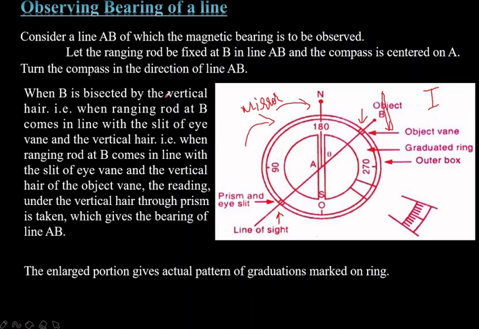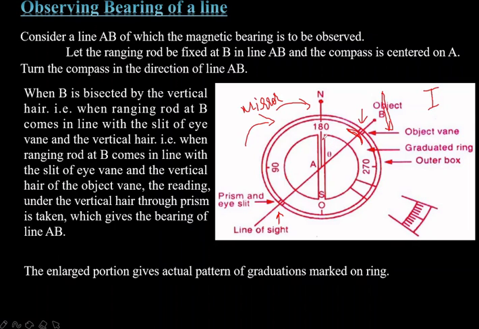When B is bisected by the vertical hair, that is, when the ranging rod at B comes in line with the slit of the eye vein and the vertical hair of the object vein, this line of sight develops. Then the reading under the vertical hair through the prism, on the aluminum ring, is taken, which gives the bearing of AB.